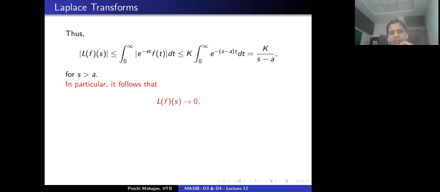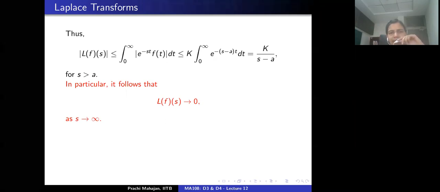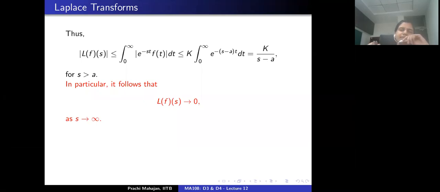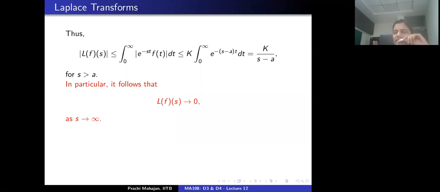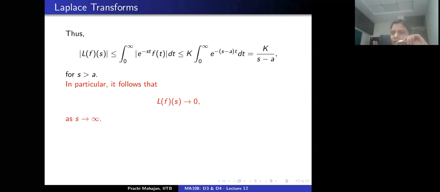This is saying in particular that as s tends to infinity, the Laplace transform of the function f at s goes to 0. Correct? This is a statement about the limiting behavior of the Laplace transform of the function f, provided the function f is piecewise continuous on the interval 0 to alpha for every alpha positive, and it is of exponential order. Is that okay with everybody present here?